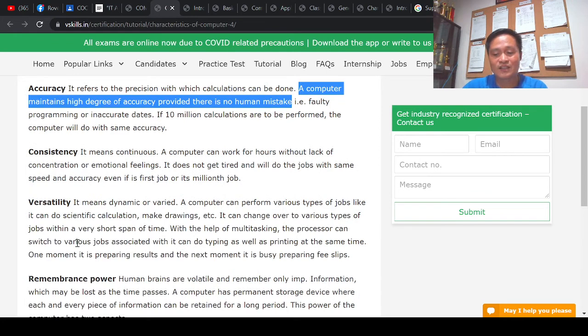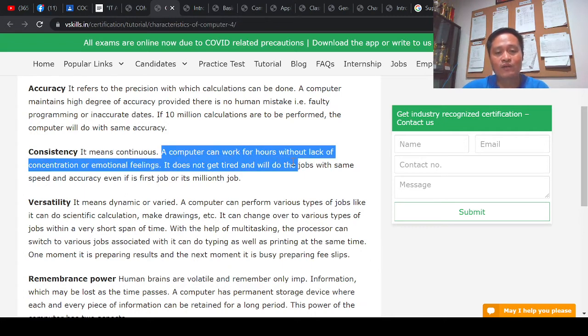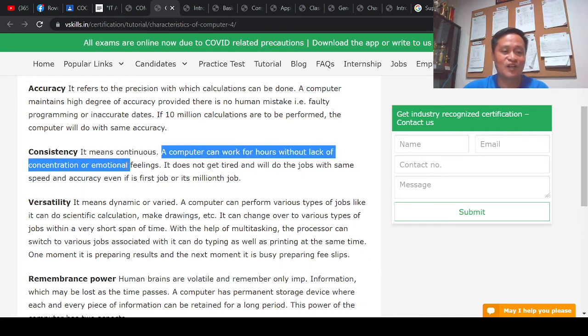The next characteristic of computer is consistency. It means continuous. All right, without any slowdown because it gets tired along the way, right? It will perform at the same speed. A computer can work for hours without lack of concentration and emotional feelings. Okay, so if this particular process will take 1 week, there is consistency on it as far as computer is concerned, because computer doesn't get tired.